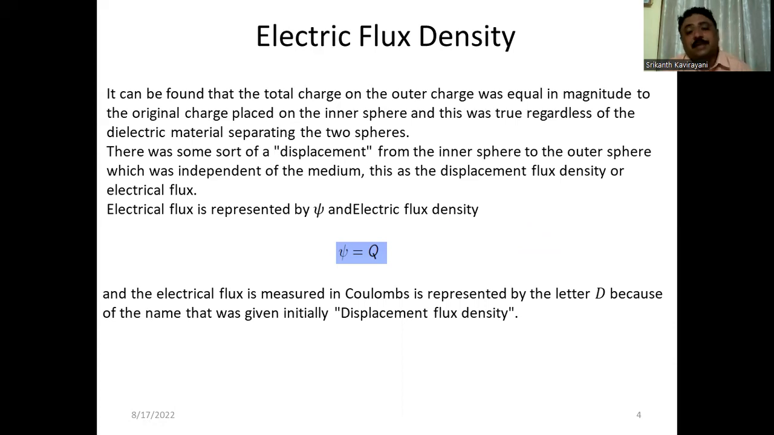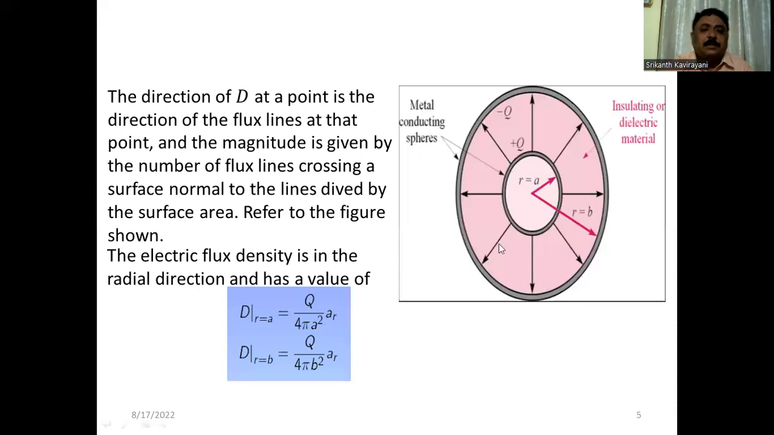The electric flux is measured in coulombs, and the electric flux density is represented by the letter D, because of the name that was initially given, the displacement flux density. The direction of D at a point is the direction of the flux lines at that point, and the magnitude is given by the number of flux lines crossing a surface normal to the lines divided by the surface area. So we can see this here in the figure.